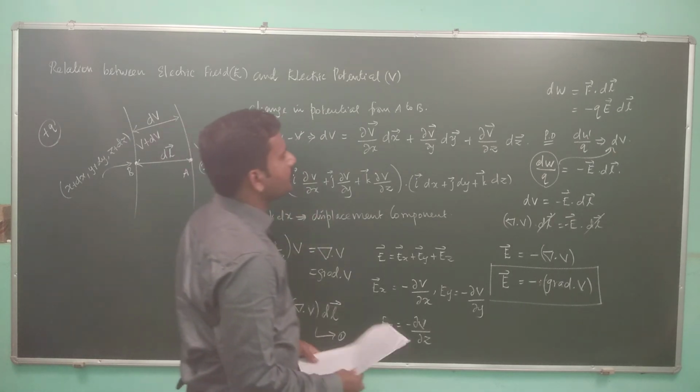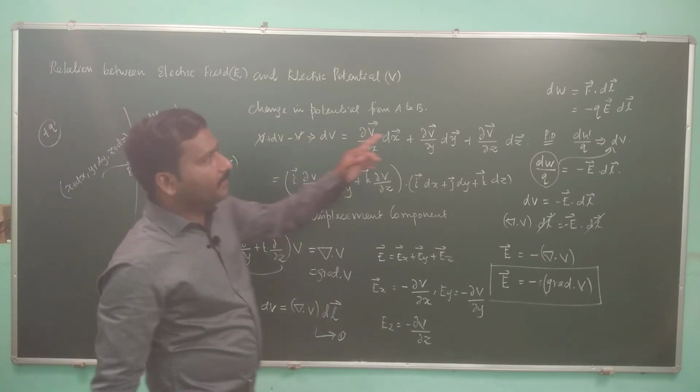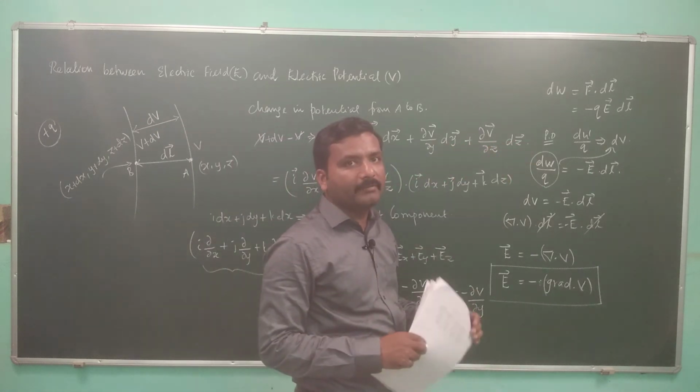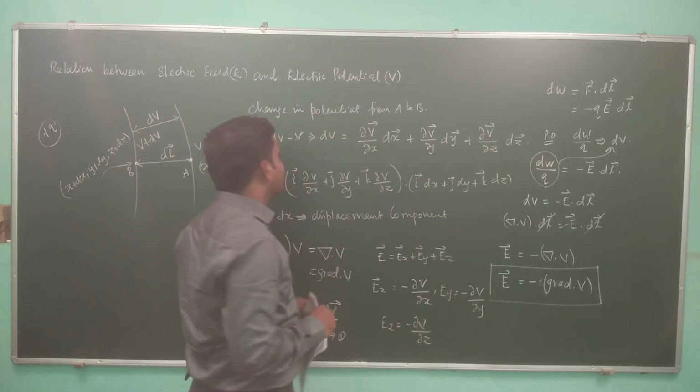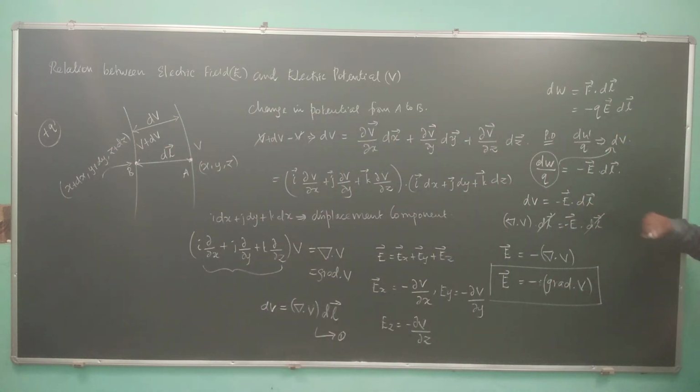Now there is work that must be done moving from point A to B, which we can denote by the product F dot dl, where F is the force exerted due to this plus charge q, and dl is the small displacement vector. We have put a minus because the direction from A to B is opposite to the direction of the electric field E, so it is minus QE dl. That is the work done. And for the potential difference, the work done per charge, dW by q, is equal to dV, that is, the potential difference.